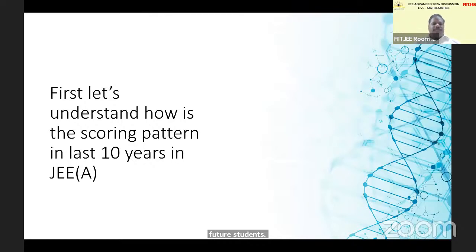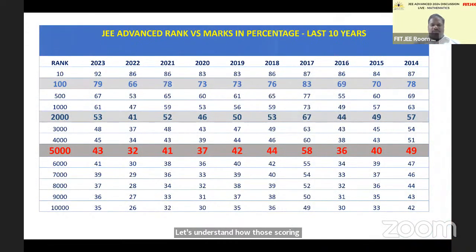First, let's understand how the scoring pattern works over the last 10 years. So this is what I was talking about. They can plan the goal. If you have to be in a certain college with a certain department, there might be a certain criteria which you need to focus on.